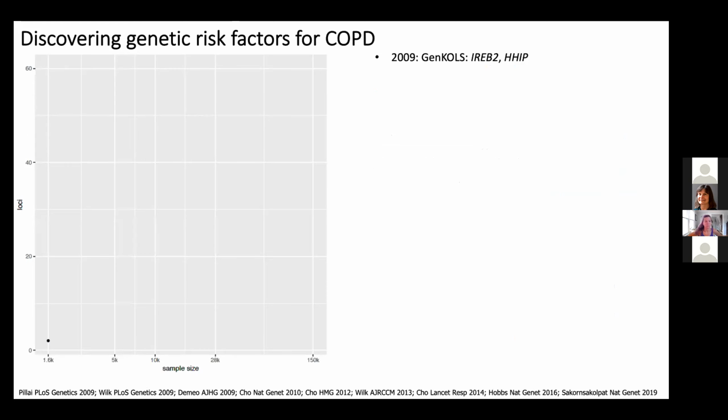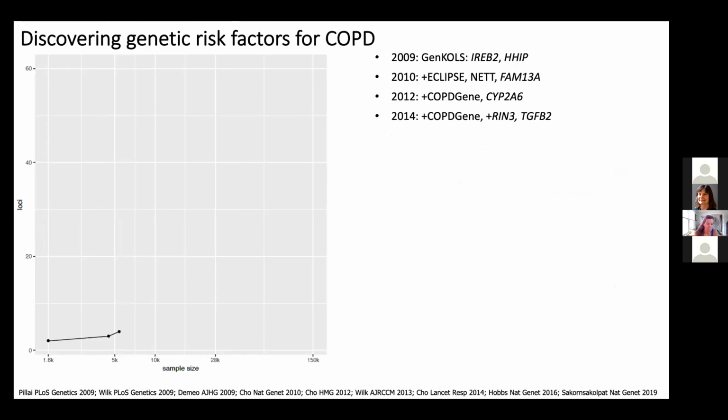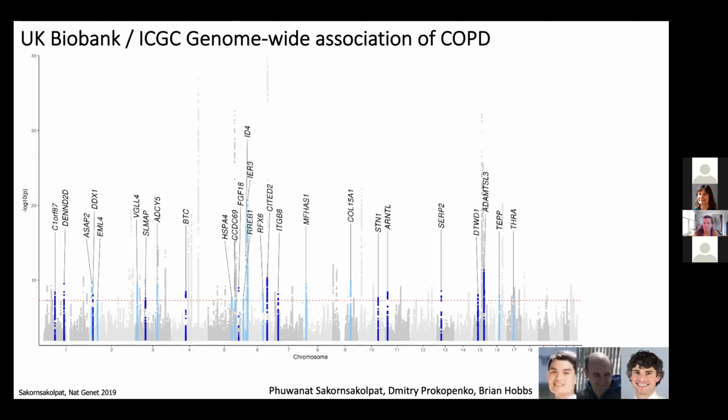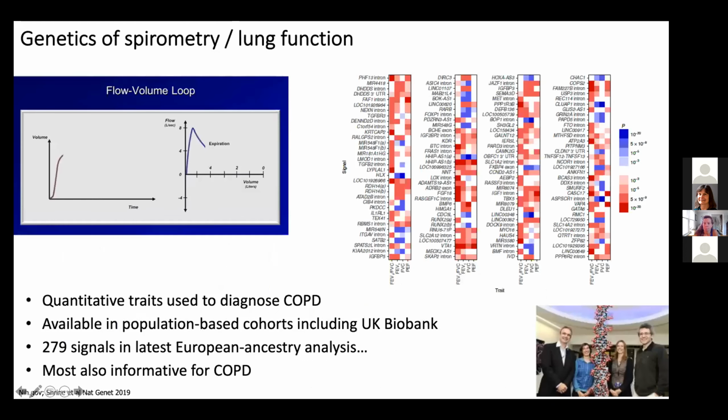We've done our usual thing where we've accumulated more and more sample size through collaborations with a lot of people and gotten from just a handful of loci through the International COPD Genetics Consortium and UK Biobank to somewhere up here. This is our latest GWAS led by Huna, Dimitri, and Brian, and this is our Manhattan plot. I will make an important point here, which is that the way we define COPD for these studies and others is actually by using lung function.